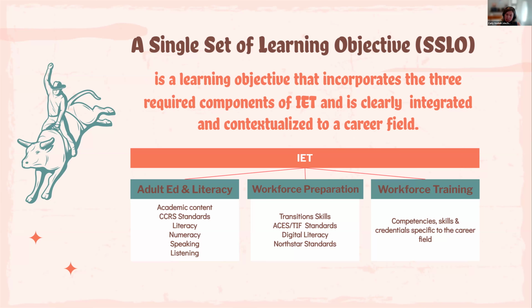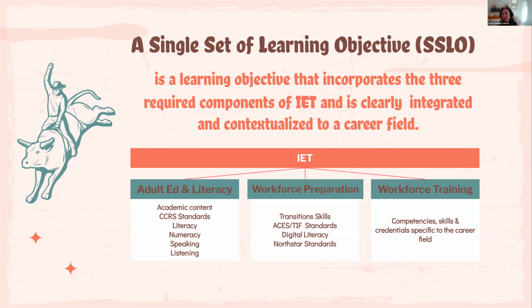So in a learning objective for an IET program, you've got to involve all three of these required components: the adult ed and literacy, workforce preparation, and workforce training. All three of them have to be integrated, right? So you're not going to have an SSLO that's focused on the adult ed and literacy standards that they're working on, and a separate one for workforce training and a separate one for workforce preparation. They need to be integrated in each of the SSLOs.